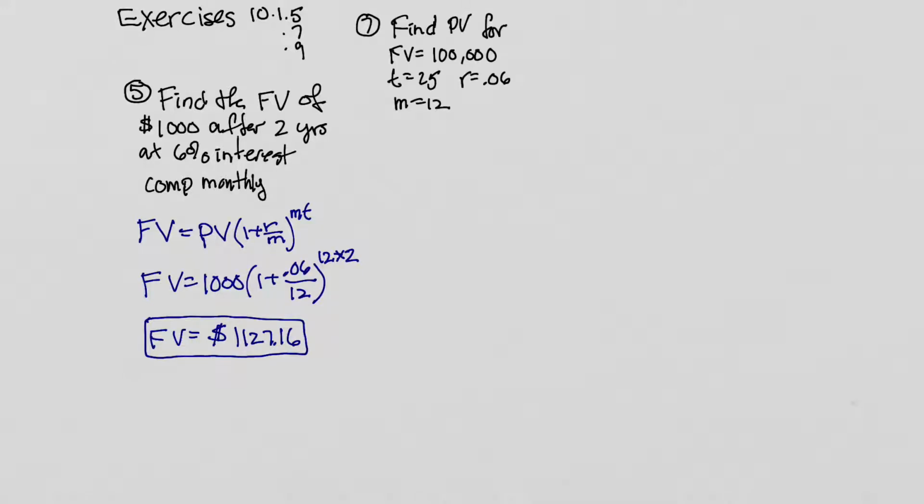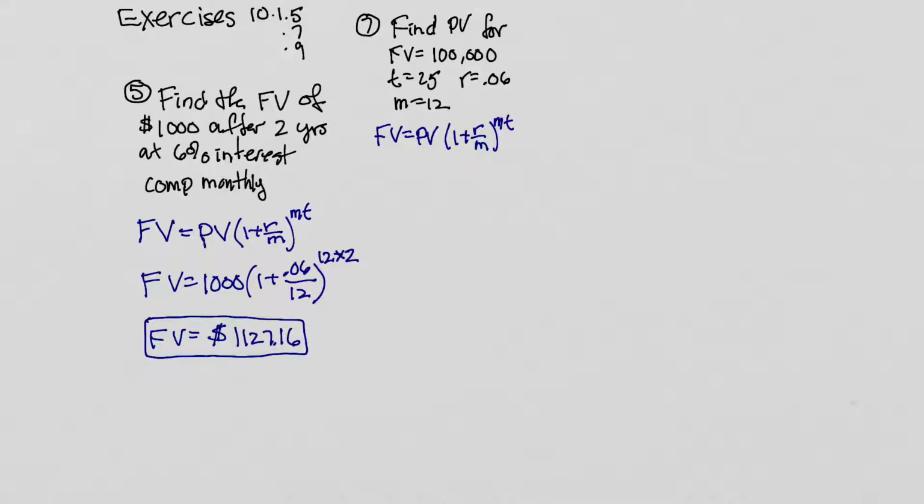$1,127.16. Now, in problem number 7, we are asked to find the present value of a future value of $100,000 payable in 25 years at 6% interest compounded monthly. So I'm going to start by writing our formula. Future value is present value times 1 plus the interest rate per period, which is the annual interest rate divided by the number of payment periods, raised to the total number of payment periods.